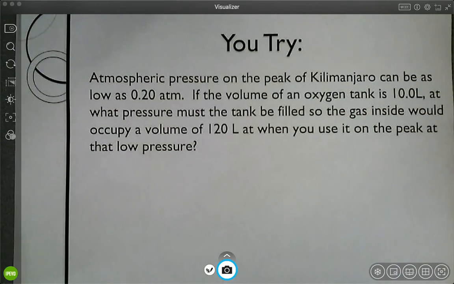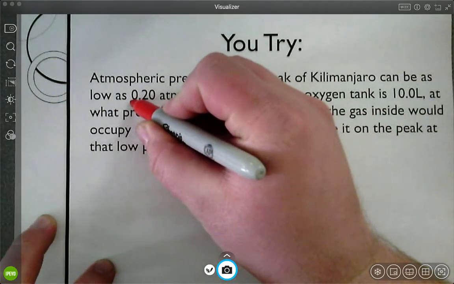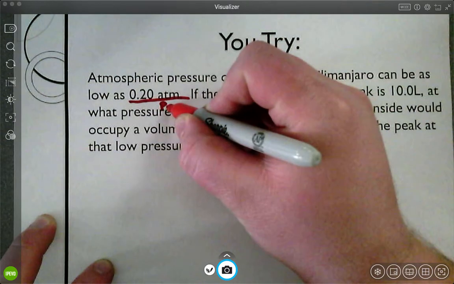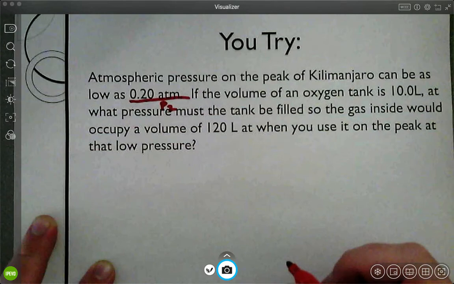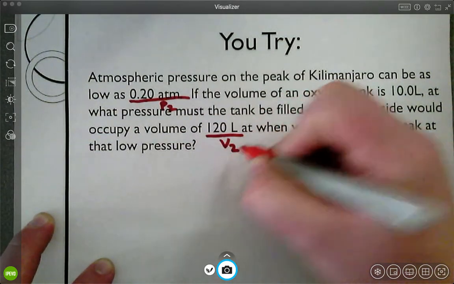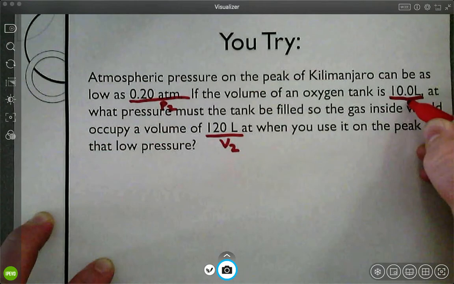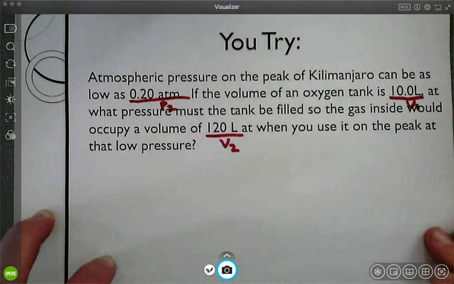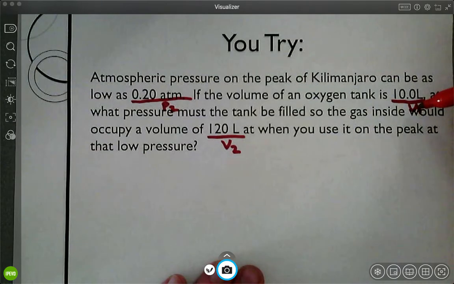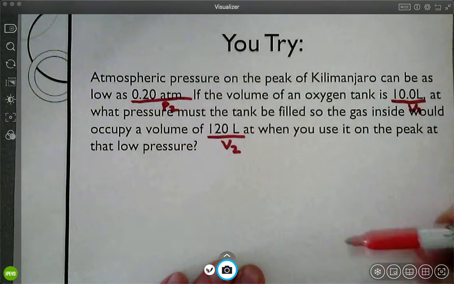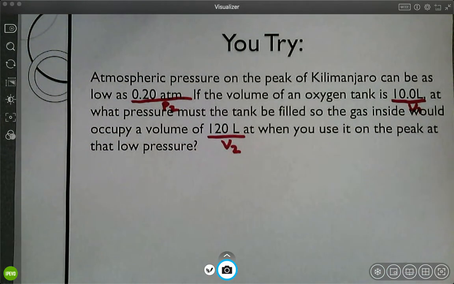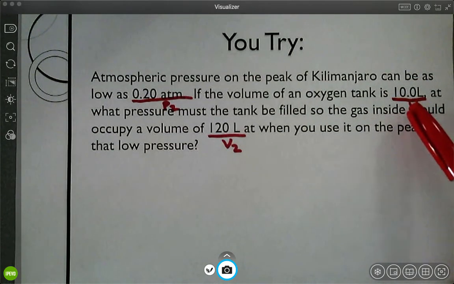pressure? So this can be a little confusing because this is your P2. The first number it gives you is actually P2, so be careful of that. And then this is your V2. This is your V1, what you started with at the bottom of the mountain. So you have this volume, and you go to the top of a mountain and you want it to be this volume at this pressure. So the question is what will the pressure be to start off with in the tank since it's only 10.0 liters? Go ahead and pause the video and see if you can figure that out.